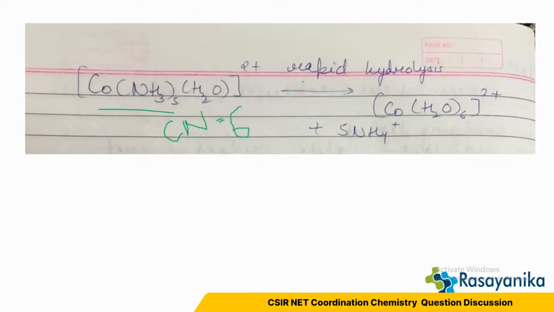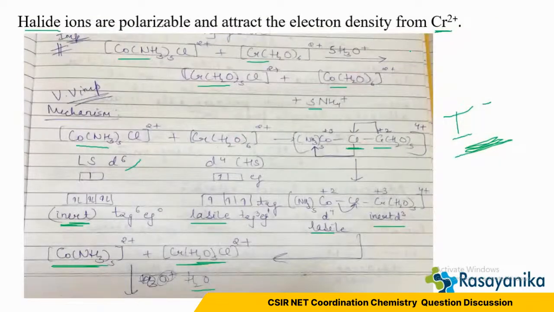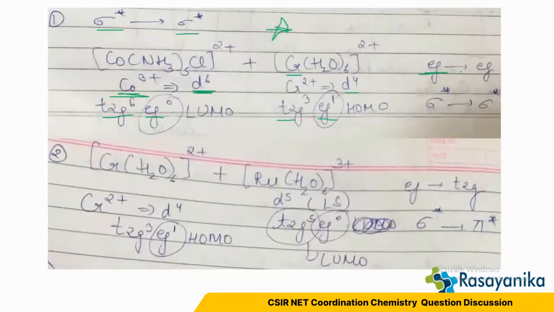And on rapid hydrolysis, all these ligands, the 5 NH3, are replaced by water, and we get this complex, right? Cobalt in the +2 oxidation state, and 5 NH4+ are released. Okay. So this mechanism is very important. You have to see it carefully, how the transfer is taking place. So I have shown it that the eg to eg, here it is inner sphere, right? This one is inner sphere.